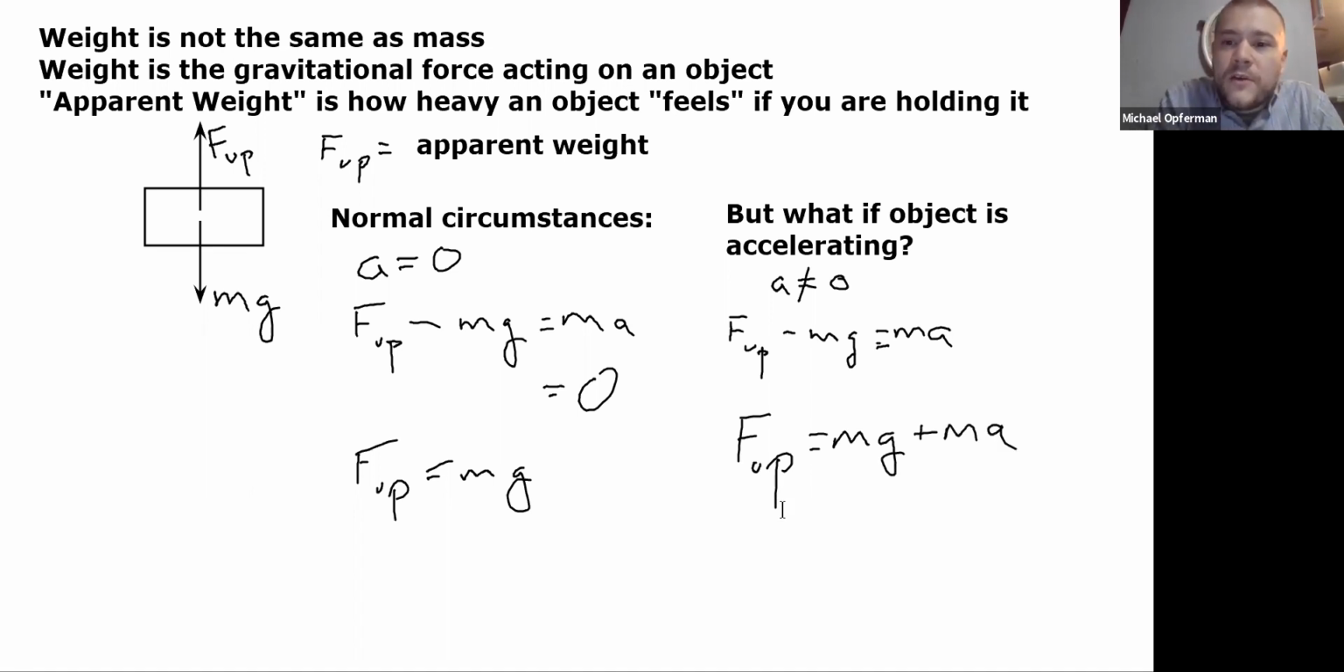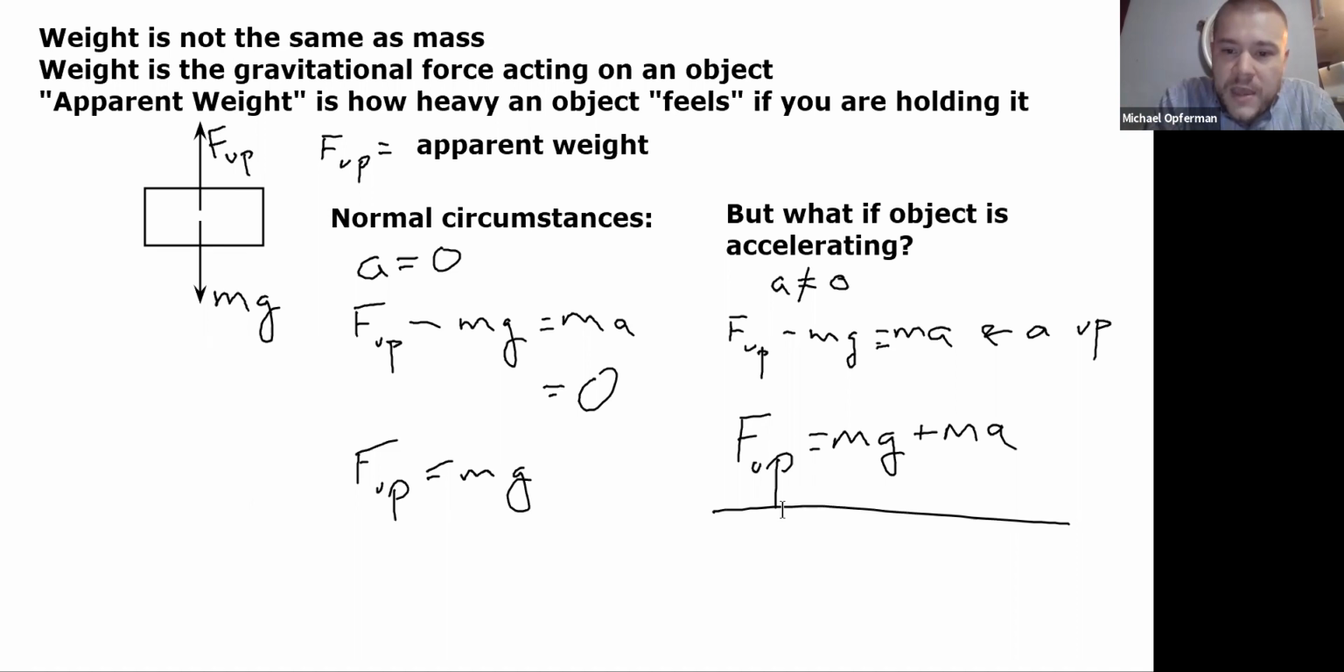And that was under the assumption here. Notice that in this equation here, I assumed that the acceleration was pointing upward because I made ma positive. The acceleration is in the same direction as F up, so that would be an upward acceleration. I got an apparent weight that's higher than mg because it's mg plus an extra piece.